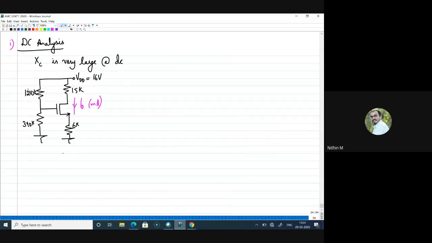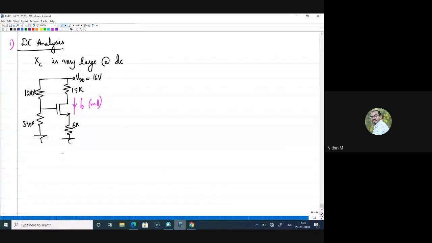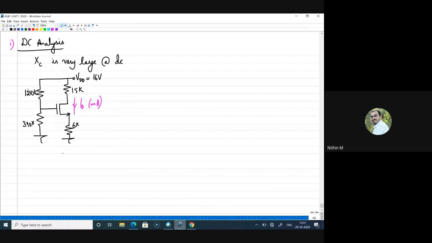Yeah, so if you calculate ID, you will get the ID current. I got one answer here. Let me check the answer. It is 5.745 milliamps. Okay, I got a different answer. Let me work out. Others can, 6.4 milliamps. No, I didn't get 6.4.